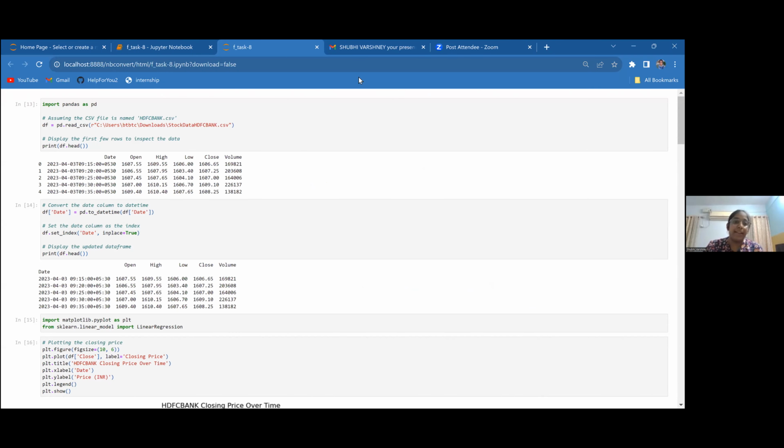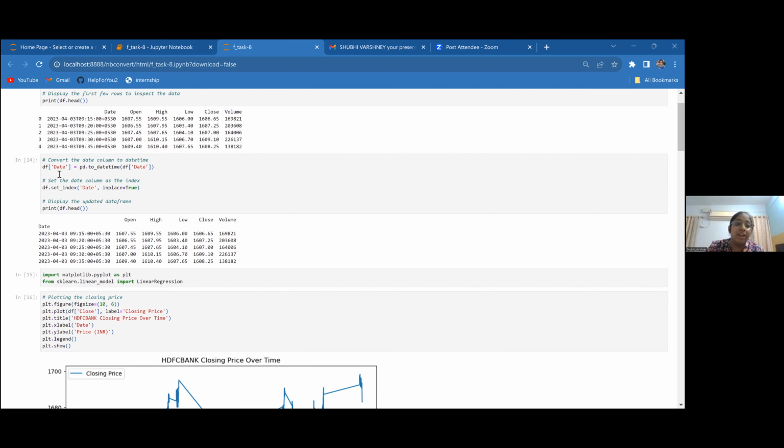So here is my screen. First step is to import the libraries. I have imported pandas. Then I have read the data set, followed by I have printed the head, which is to just see what is the composition of my data, the very first step.